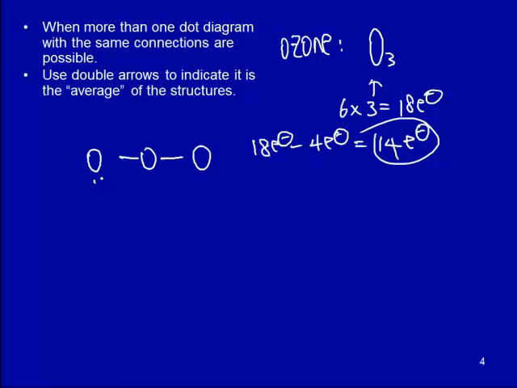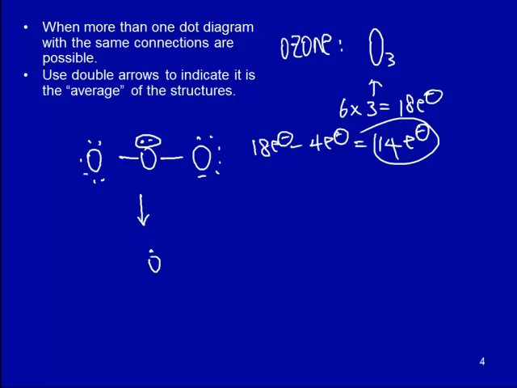Now we go from the outside, 1, 2, 3, 4, 5, 6. Those two ends have satisfied the octet rule. We have 2 left, which will be put right in the middle. However, checking the central atom, it only has 6 valence electrons, so it's short of 2.